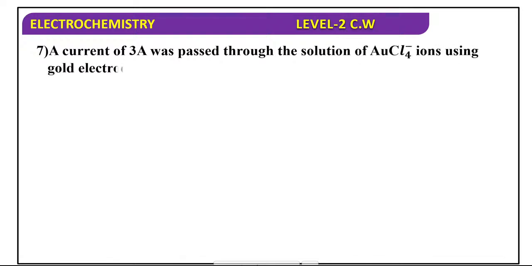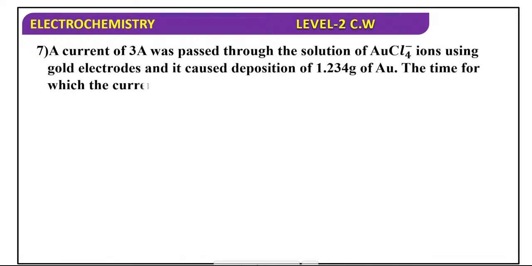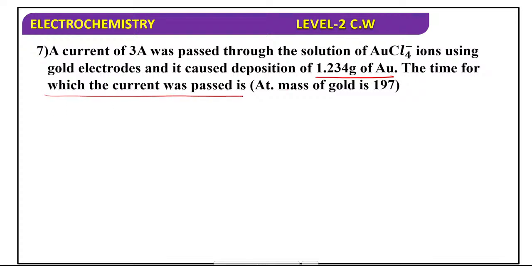A current of 3 ampere was passed through the solution of AuCl4 negative ions using gold electrodes, and it caused deposition of 1.234 gram of gold. The time for which the current was passed is, atomic mass of gold is given to you. Now see, we have current, that is 3 ampere, and weight of gold 1.234 gram. Time we have to calculate.